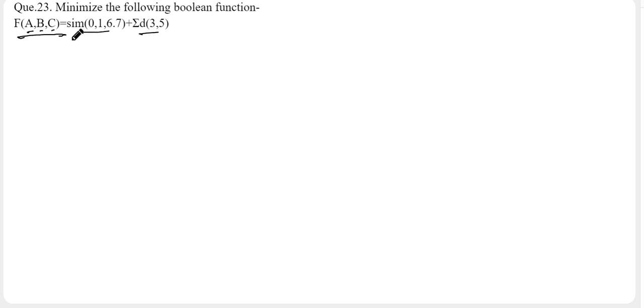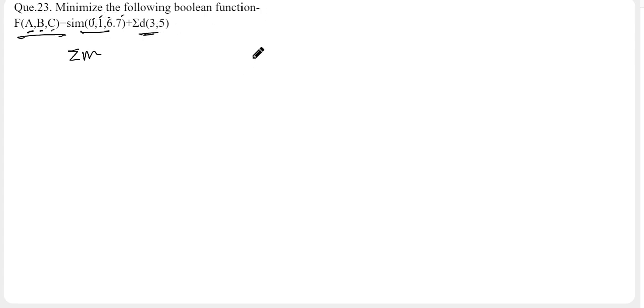And this sigma represents sum of min terms. Okay, sigma represents sum of min terms, or we can also represent it as summation of m. Okay, and these terms which are given here, 0, 1, 6 and 7, specify the min terms which are given in the question, and these 3 and 5 are the don't care terms.